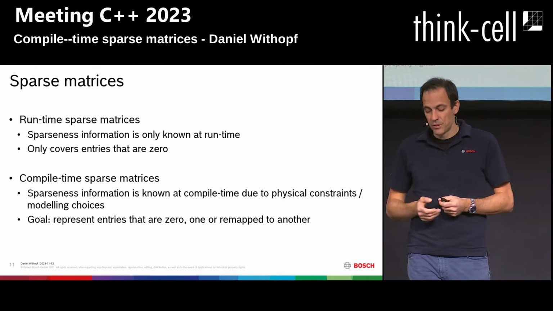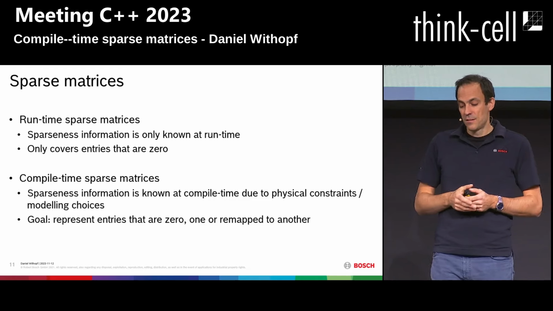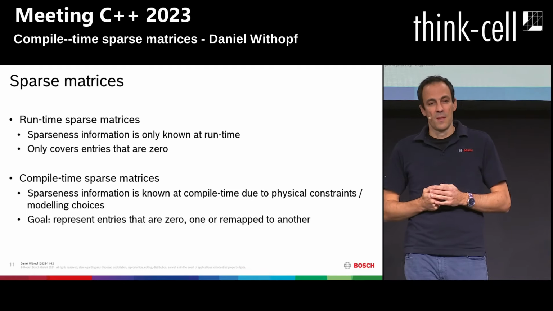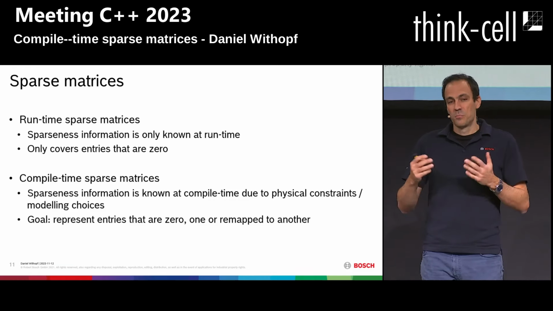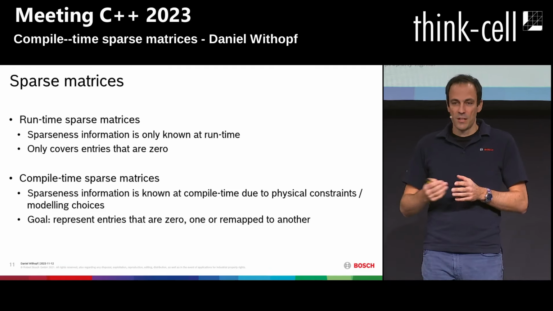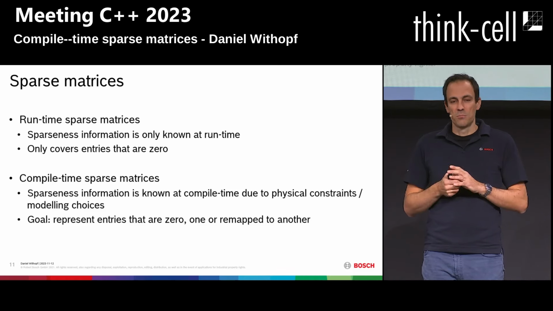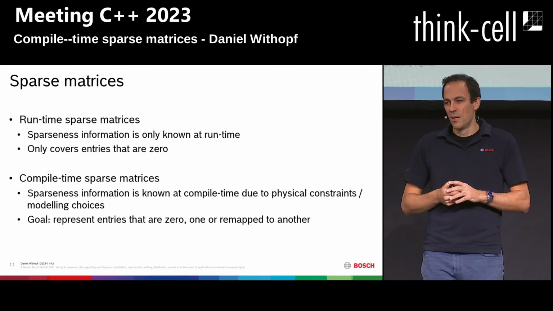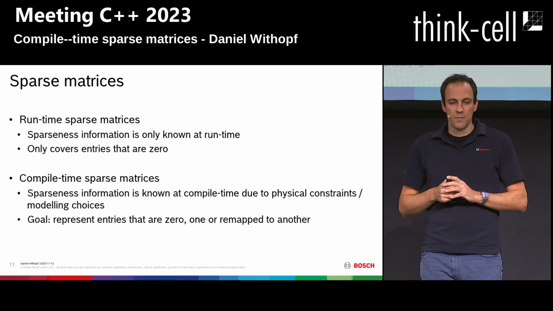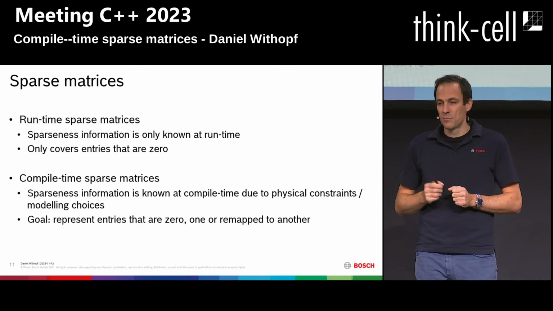What we're going to focus on today instead is compile time sparse matrices. And for these, the sparseness information is known at compile time. This could be the case due to physical constraints, for example, or modeling choices. So if we have a covariance matrix, we might decide that we don't want to model correlations between positions and velocities. If this is the case, you also get fairly sparse matrices. And I will later on have a few more examples where this really occurs in practice.